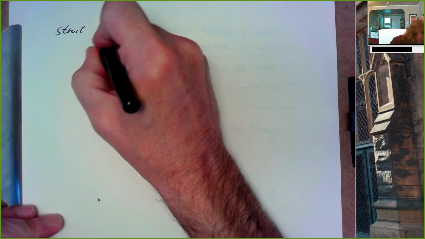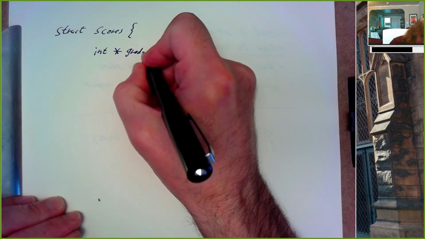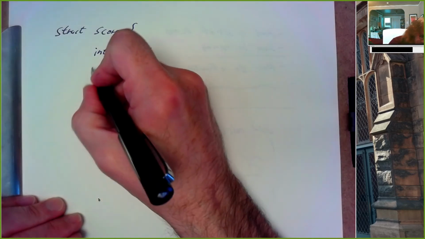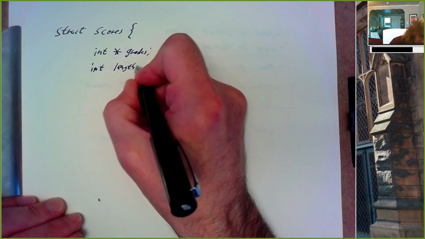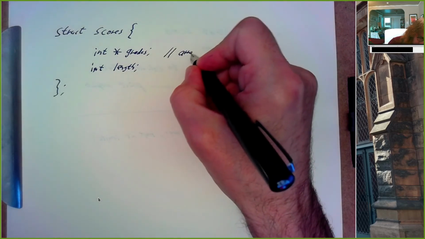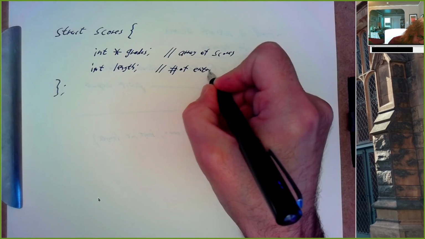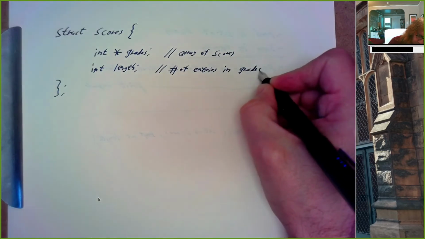So a structure statement lets us create a new type of variable that contains more than one piece of information. So here's what we could do. We could say structure scores. And then we list what the types of pieces of information are, what we call the fields of this structure. So we can have an array of integers that we call grades, and we can have an integer which is the length. So this is the array of scores, and this is the number of entries in this array.